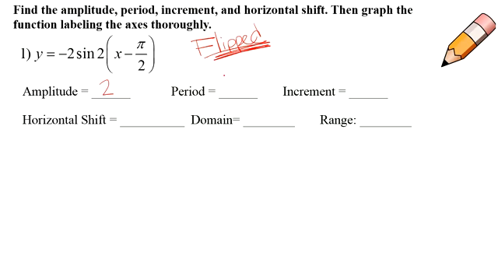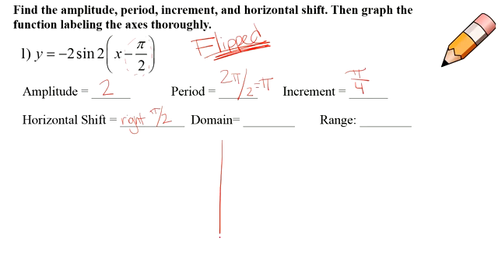Our period then is 2 pi divided by my B value, which is 2. So my period is pi. Our increment then is period divided by 4. Pi over 4. Now our horizontal shift, notice this piece right here. This is new. Right there. Negative pi over 2. X minus pi over 2. So what this means is I'm going to go right pi over 2.